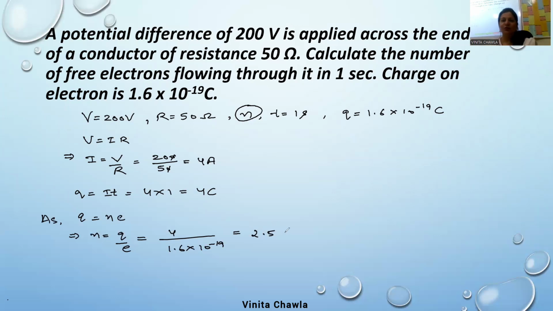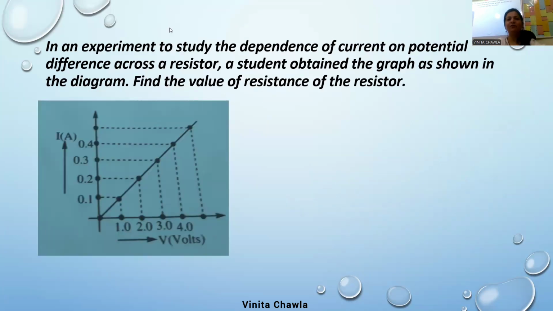2.5 in 10 power 19 is the answer. Number of free electrons. Minus 19 will go up, and going up it becomes plus. So we have the number of free electrons. Okay, that was easy. Find the value of resistance of the resistor.